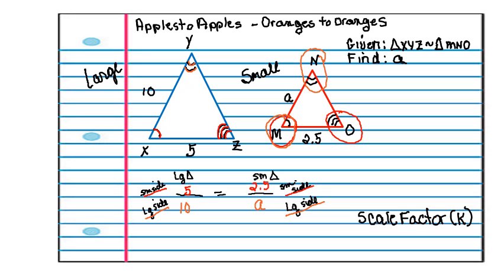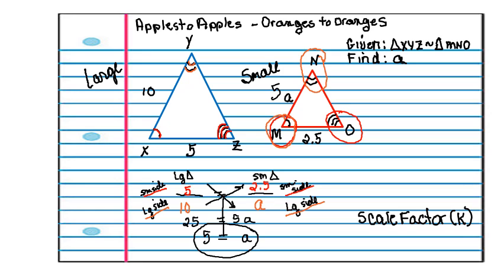So now we have a fraction equals a fraction, and all we have to do is cross multiply. 10 times 2.5 is 25. Quick math says move that decimal over, equals 5A. We divide out the 5 on both sides, and we see A equals 5. Okay, so A over here equals 5.